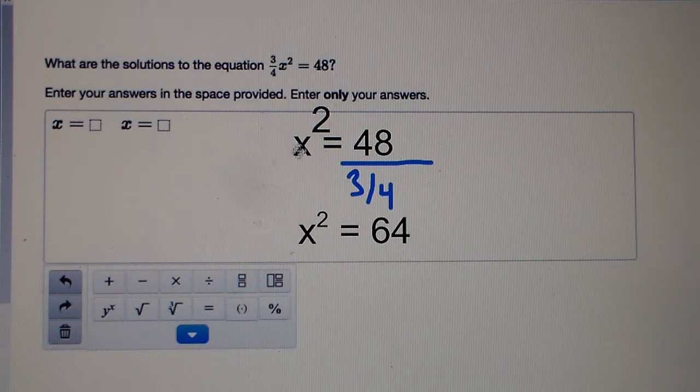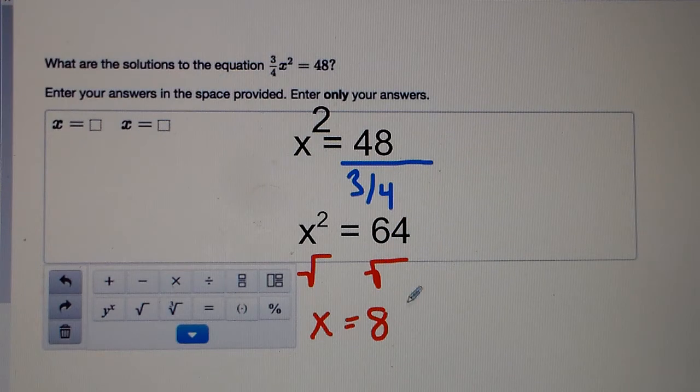The opposite of squared is square root, which you've seen before in middle school. And the square root of 64, you know, is 8. Now, when you take the square root of 64, you know there's another number that will also get us 64. Negative 8 times negative 8 gets us 64. So it's going to be 8 and negative 8 as our two answers.